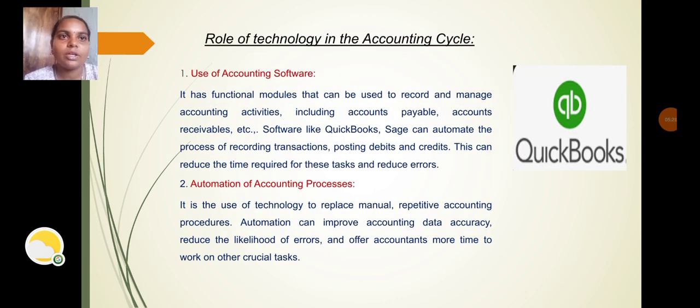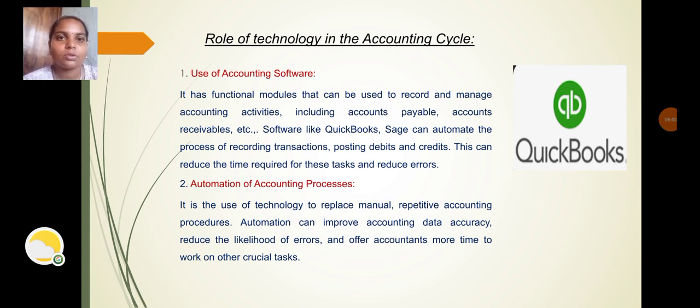Role of technology in the accounting cycle. Use of accounting software. Accounting software has functional modules that can be used to record and manage accounting activities including accounts payable and receivable. Software like QuickBooks and Sage can automate the process of recording transactions, posting debits and credits. This can reduce the time required for these tasks and reduce errors.